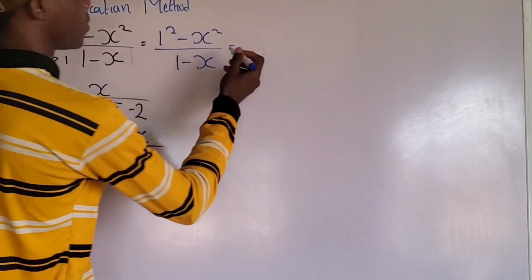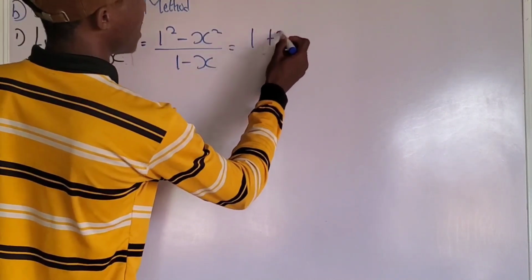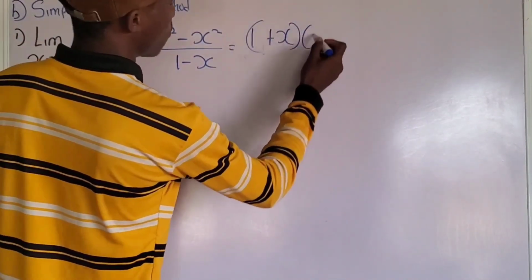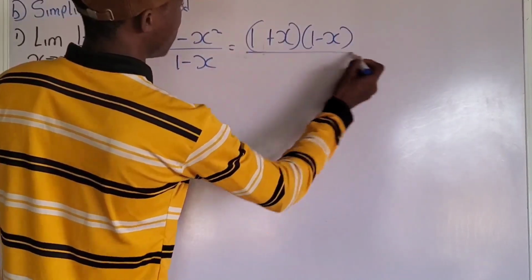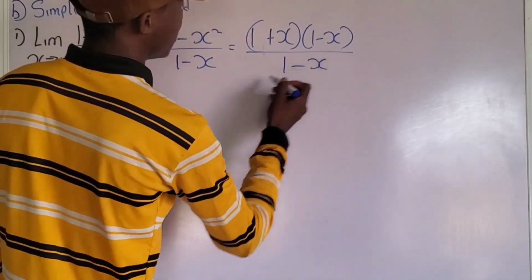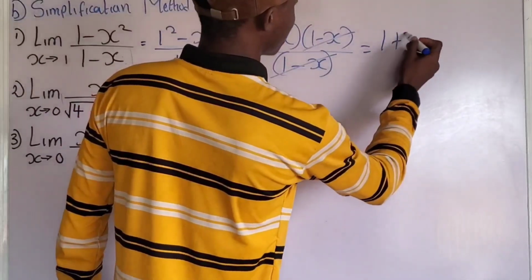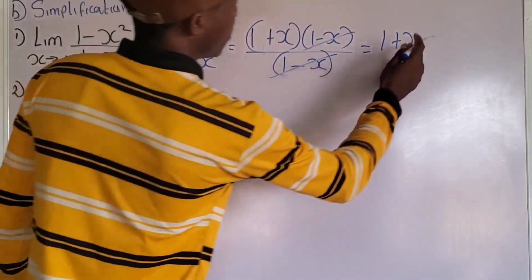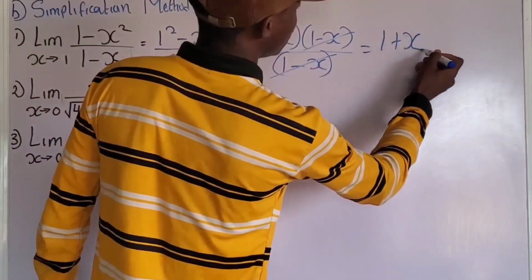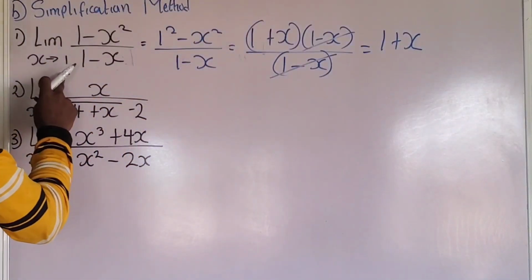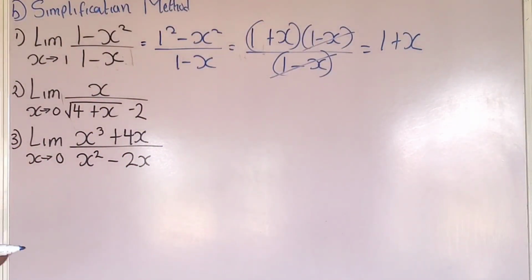So, using difference of two squares, you're going to have (1 plus x) multiplied by (1 minus x), all over 1 minus x, okay? So this will cancel this, and you're left with 1 plus x. Now, honestly, if you substitute the value of x as 1, you're going to have 0, you understand?